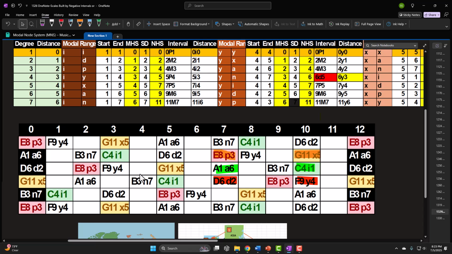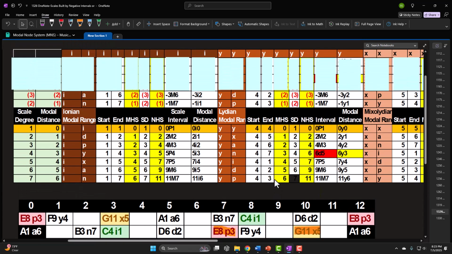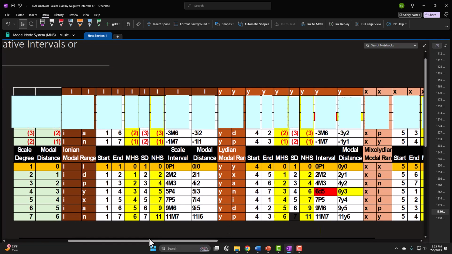But if you were on the Mixolydian going this way, it would be 1, 2, 3, 4, 5, 6, 7, 8, 9, which would be the Phrygian again, which would be 1, 2, 3, 4, 5 modal half steps or continents in the clockwise direction.